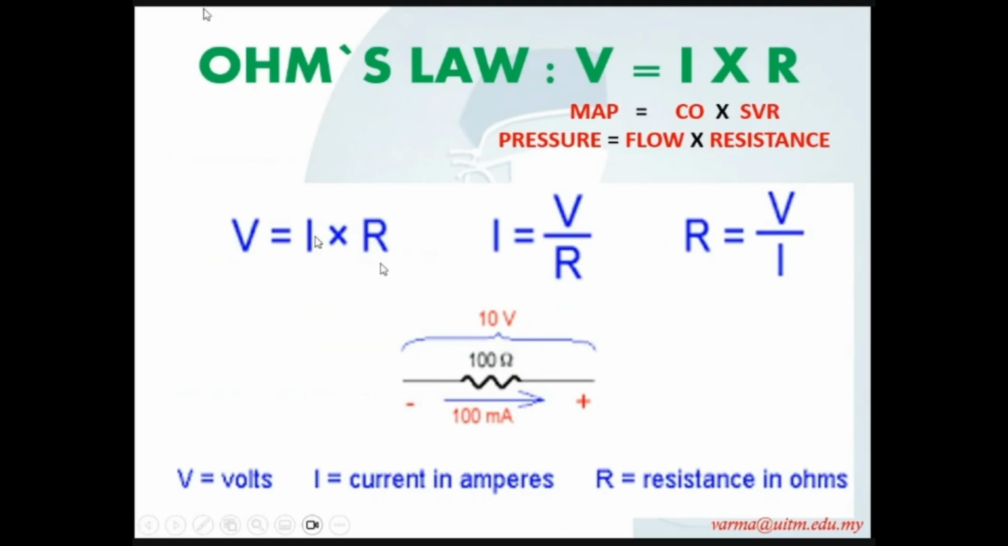How we can manipulate this is, in cardiovascular system, it goes to MAP. Mean arterial pressure is equivalent to cardiac output, which is the flow, times the systemic vascular resistance. The resistance to this flow, to the cardiac output, is the change in pressure that we observe.